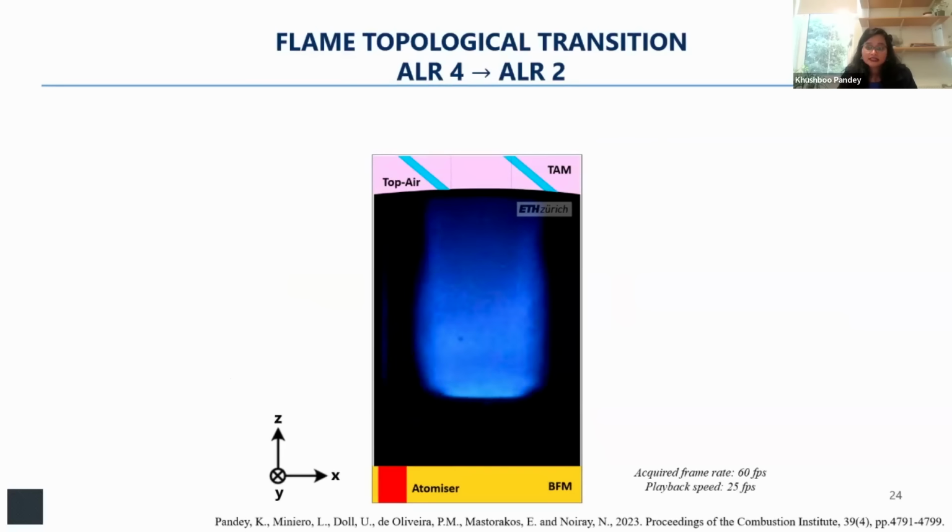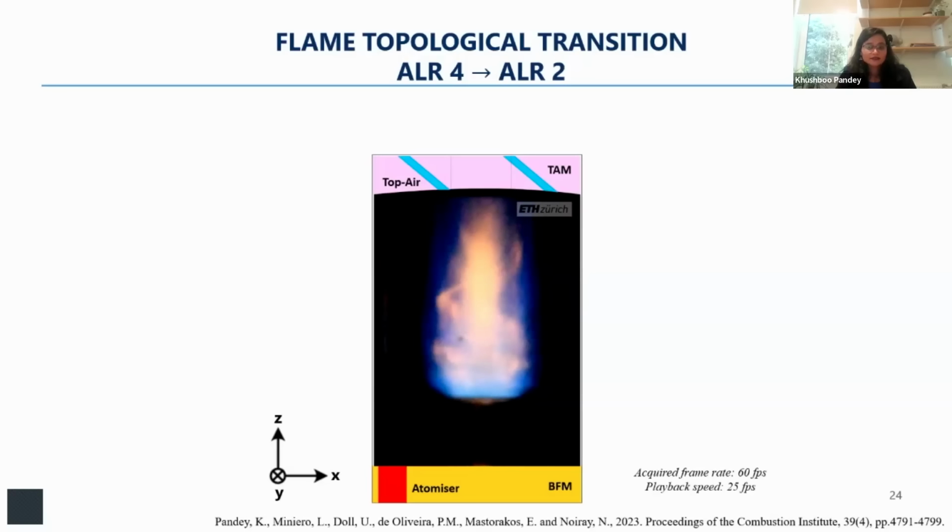The flame transitions. Initially at ALR4, the flame was in leaf mode, where it was rotating and one spray was igniting the following spray. But as soon as there is a transition where the ALR of the atomizer is changed from 4 to 2, the flame becomes a bit unstable.